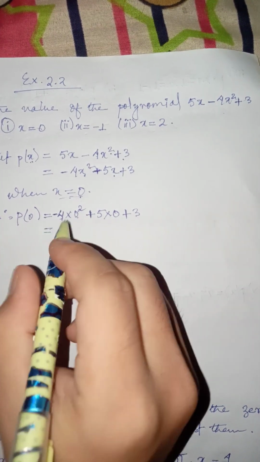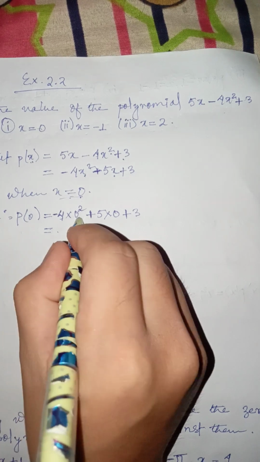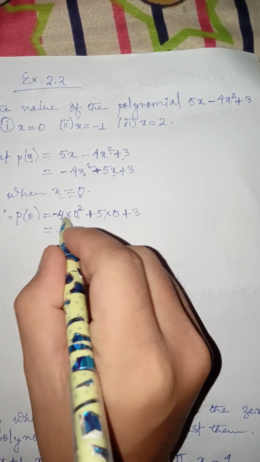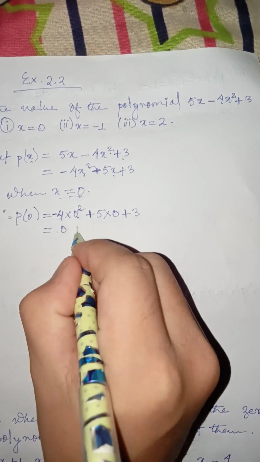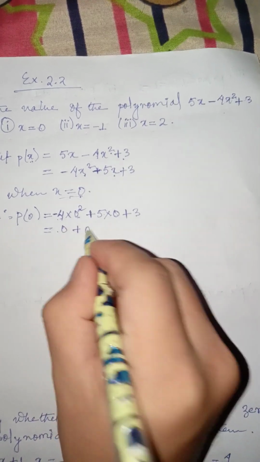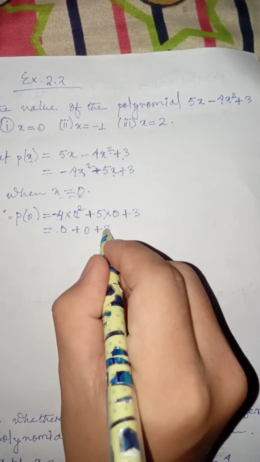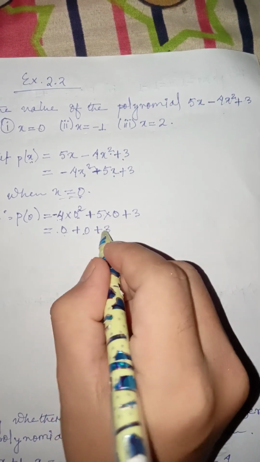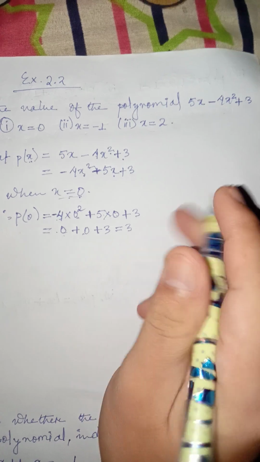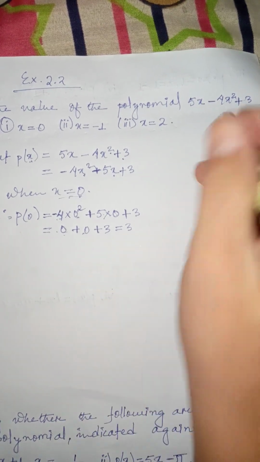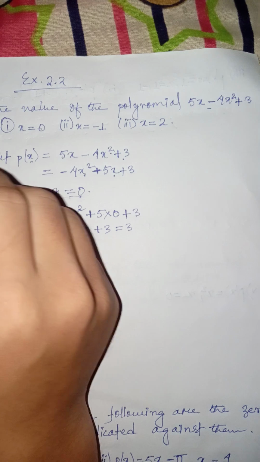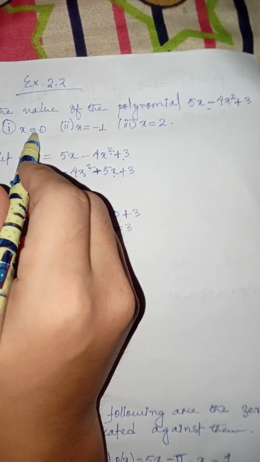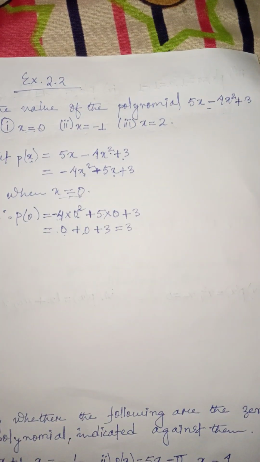Then 0 square will give you 0, and if you multiply 0 with minus 4, then it will get 0. 5 into 0 will give you 0 plus 3. So if you plus all this, 0 plus 0 plus 3, that will give you 3. Thus, this is the values of the given polynomial when the values of x is equal to 0. Okay. Likewise, you have to proceed it even in Roman number 2 as well as in Roman number 3. Now, let us proceed to Roman number 2.